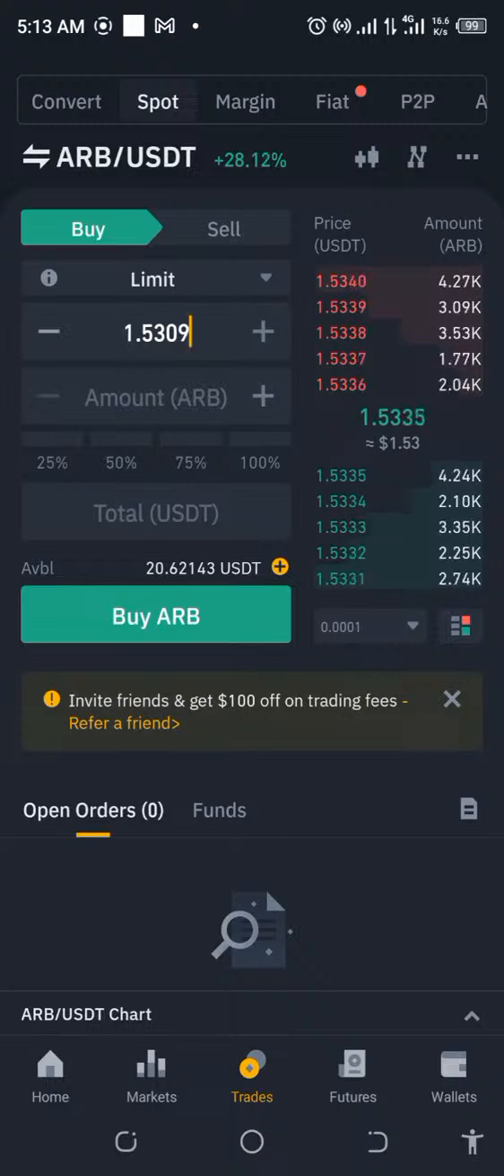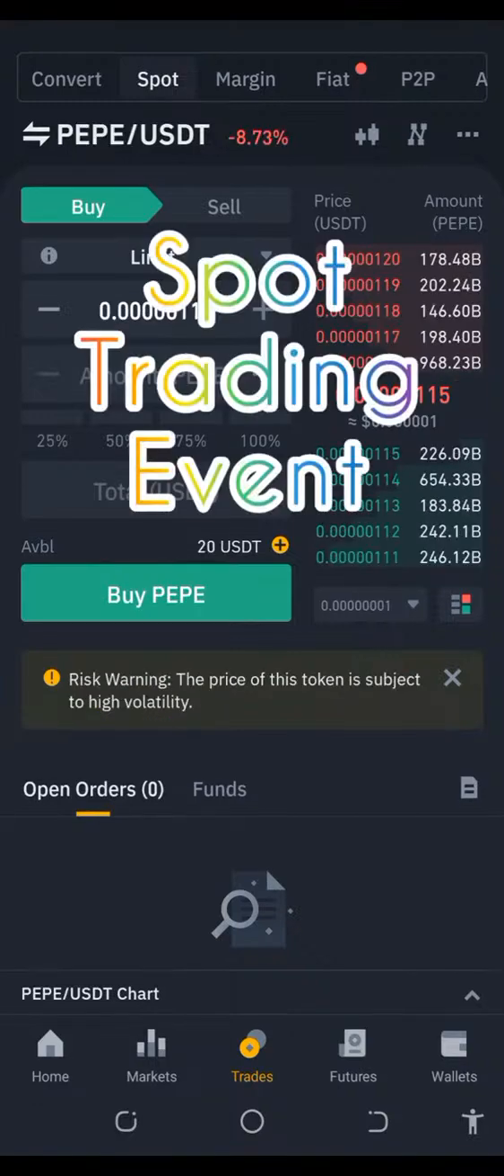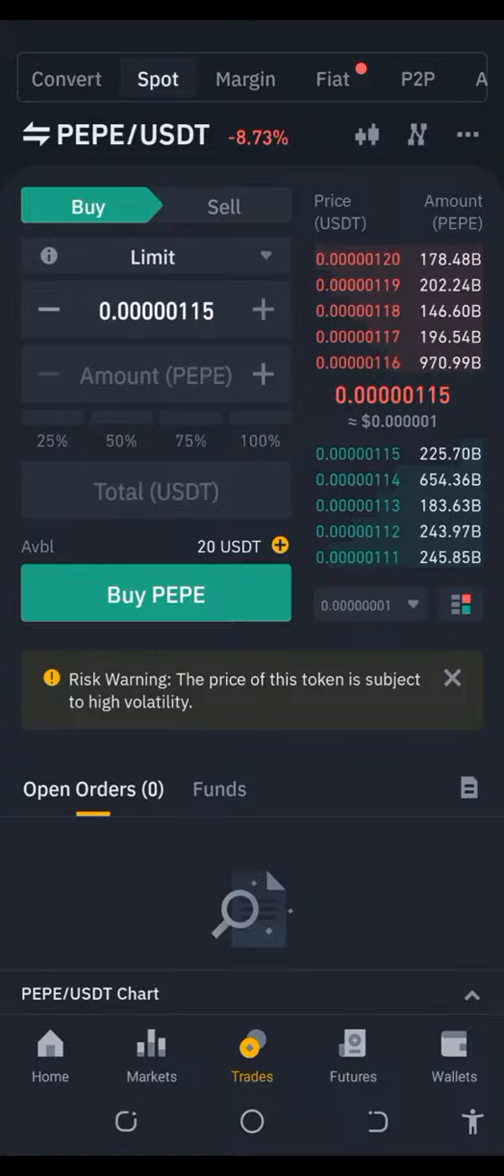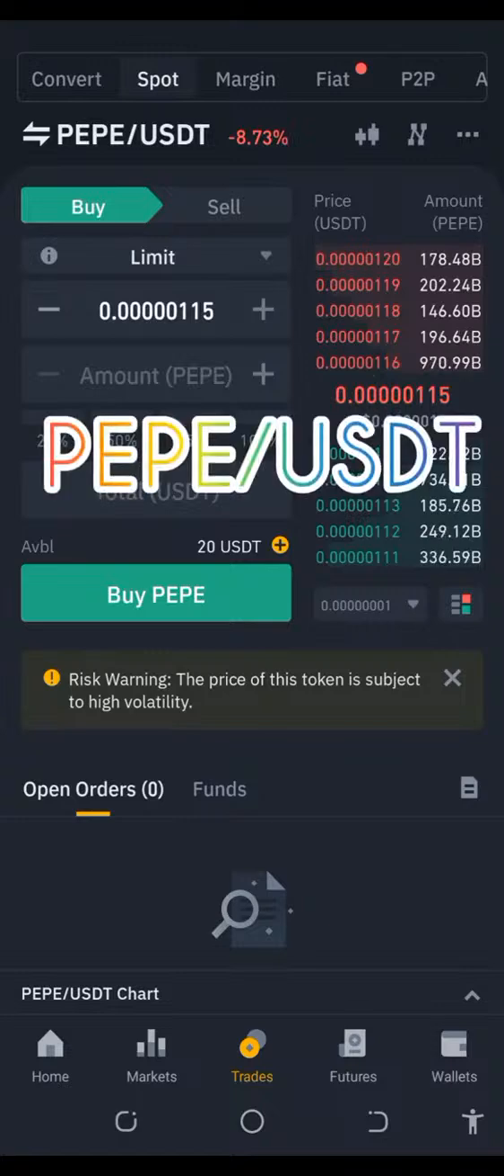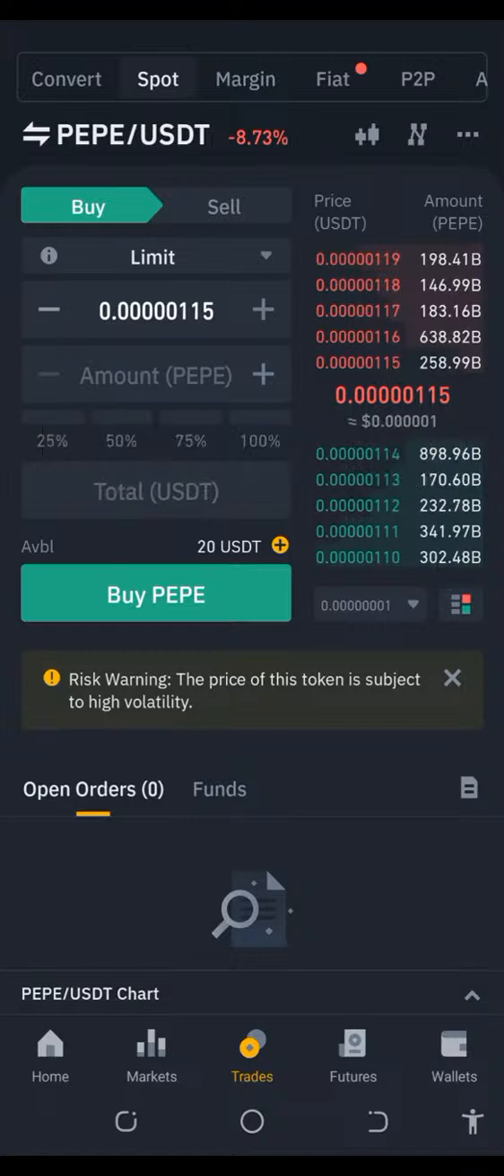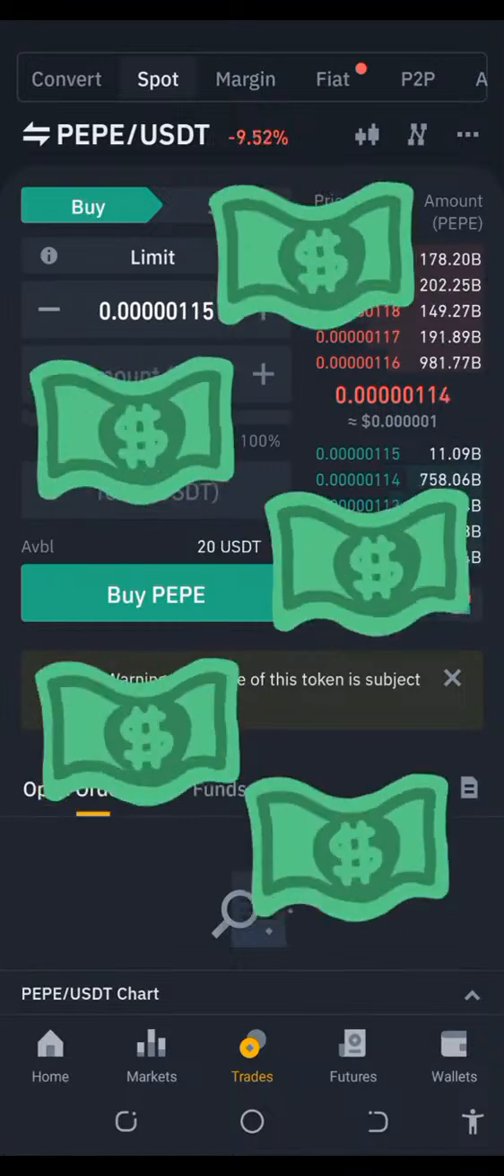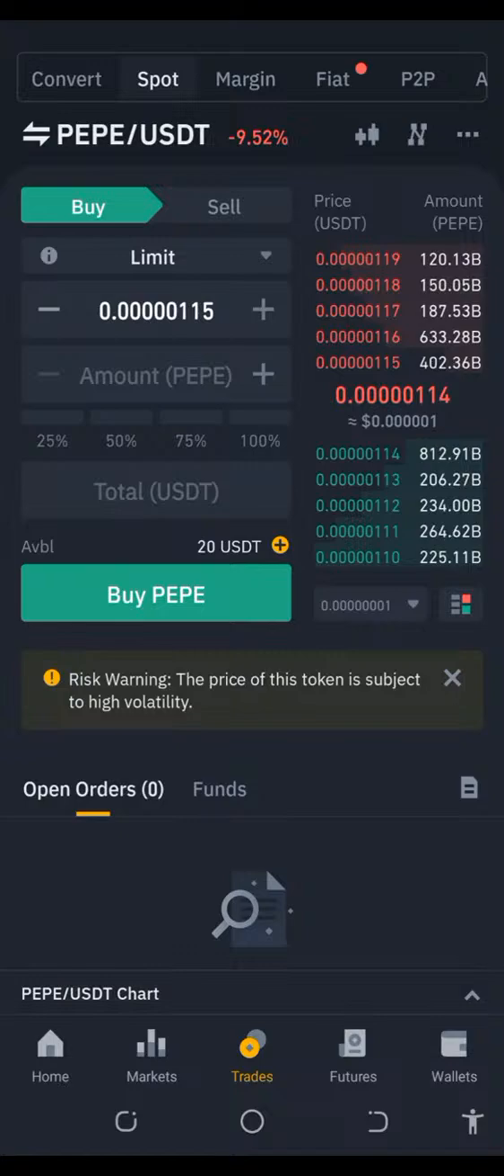In this spot trading event, we want to check out this new kid on the block called Pepe/USDT to see what it's got to offer us. Now, welcome to Income Strategies, the place where you learn the skills to make money, to multiply your money, and to manage your money. So, what do we have here?